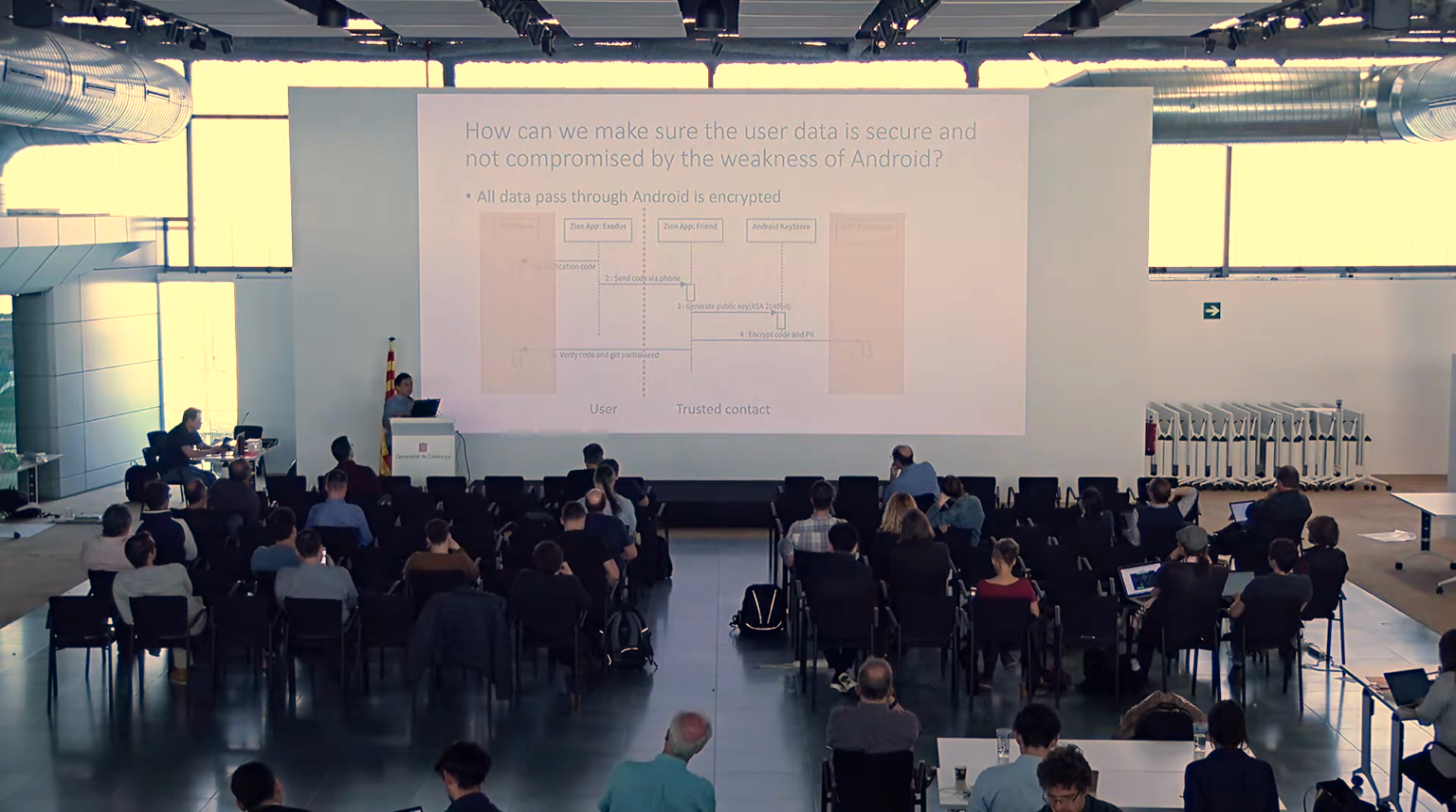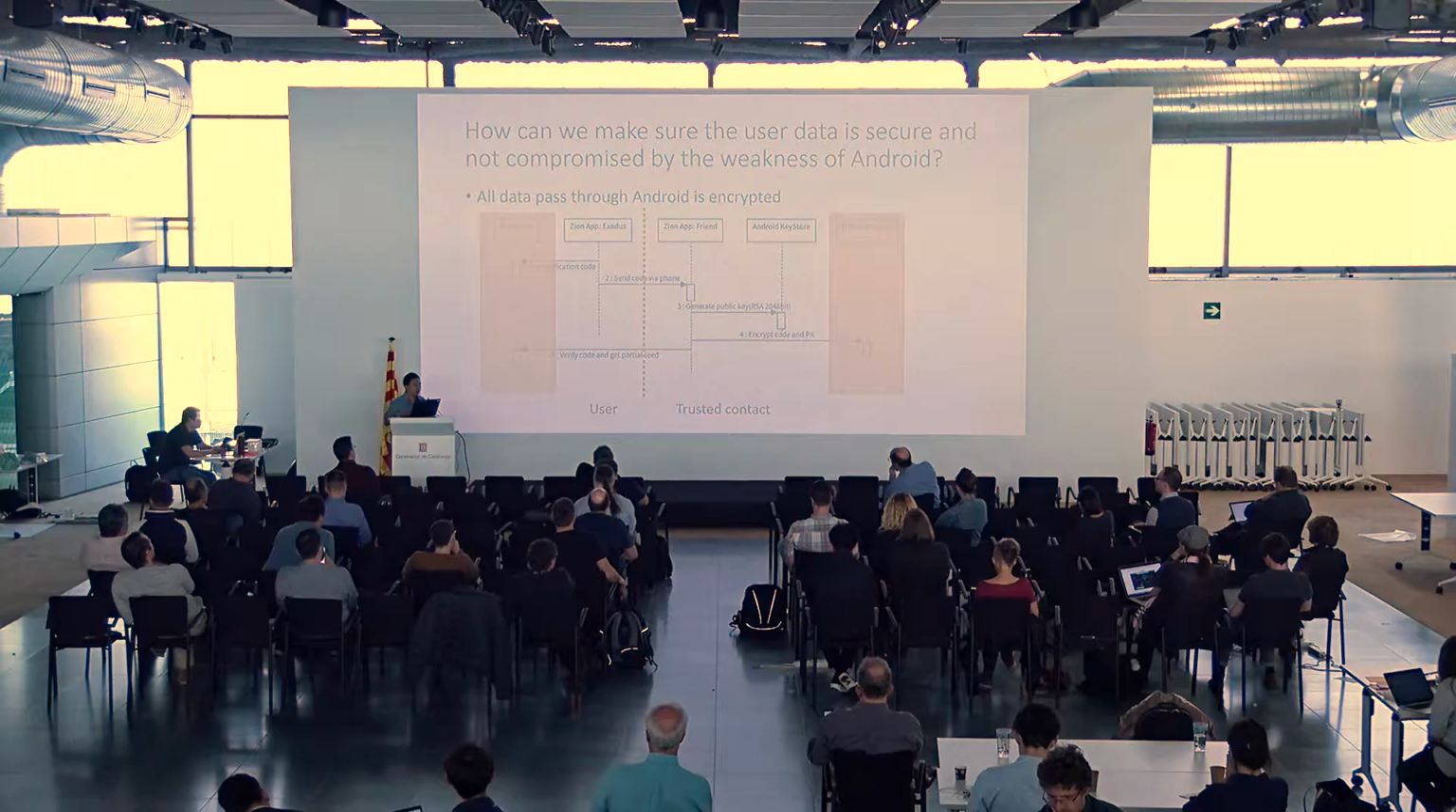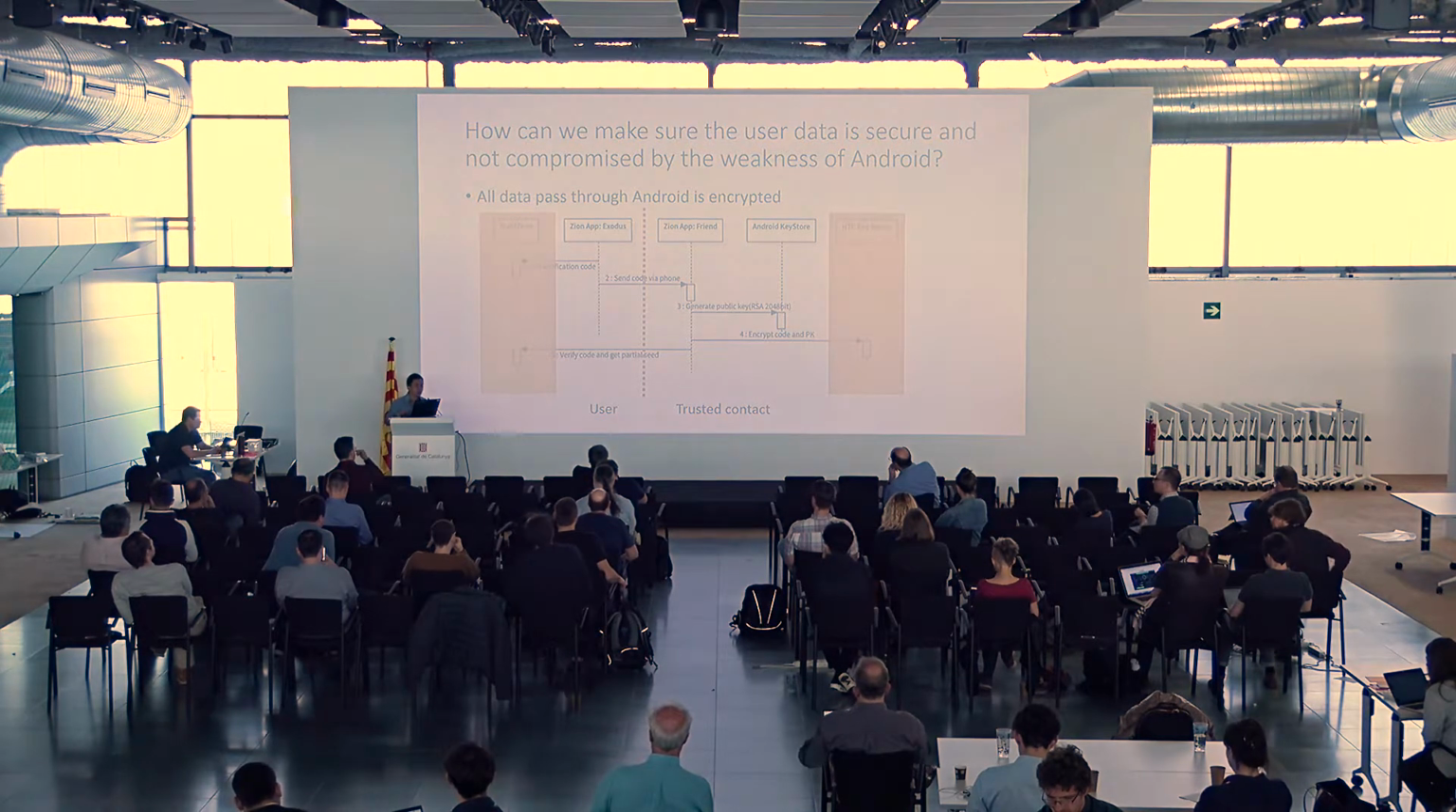Okay, so another thing is how can we make sure the user data is secure and not compromised by the weakness of Android? So the idea is quite simple. We use the hardware. So the data passed through the user and your trusted contacts are all encrypted. And we verify the code, and we generate the code are all inside the hardware. So all the data passed through Android is invisible.